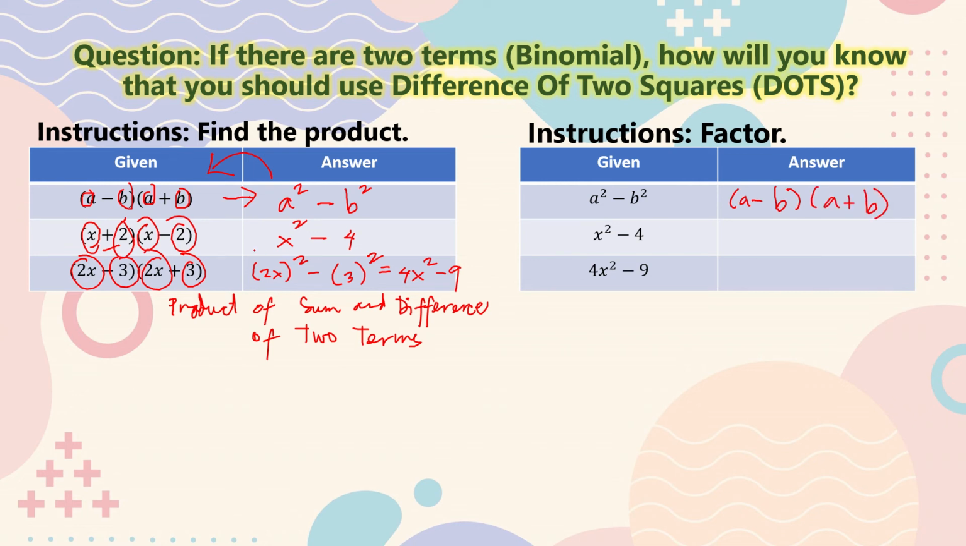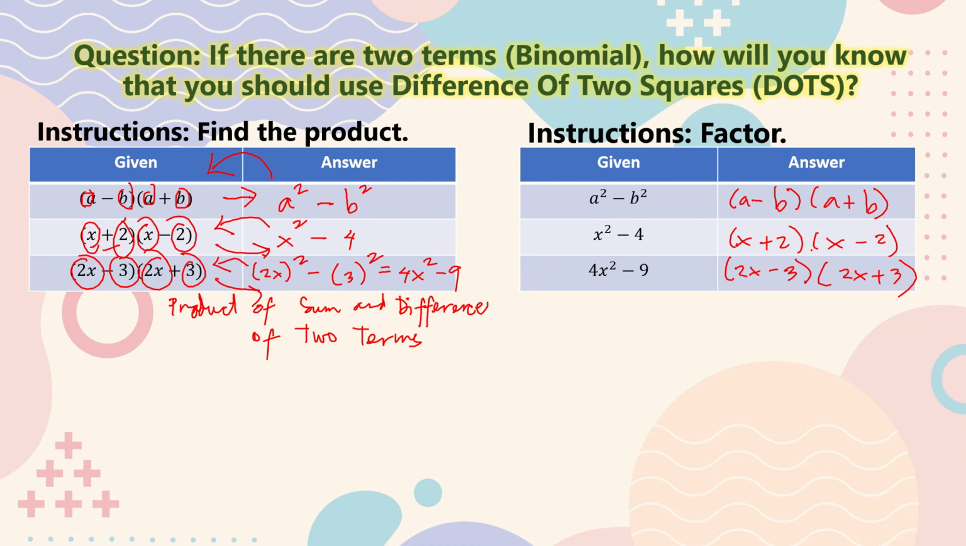For x squared minus 4, it's the same: the product process, then just reverse. So the answer to x squared minus 4 is x plus 2 times the quantity x minus 2. For 4x squared minus 9, this is the product process, and the reverse means 2x minus 3 times the quantity 2x plus 3. Here you go. But the question is, is there also a shortcut when we factor? How will we know the answer?